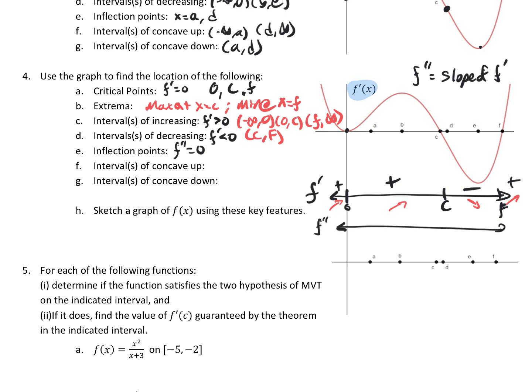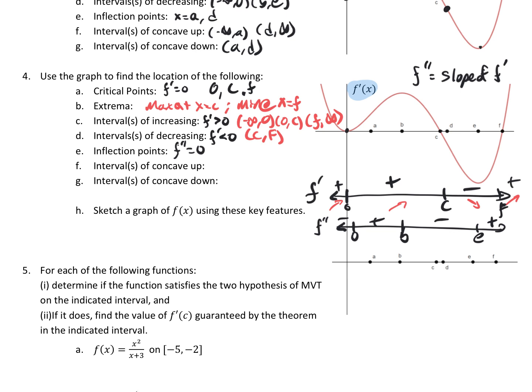So the possible inflection points happen at 0, at B, and at E. Now if we check the slope, again we're looking at the slope of this graph. The slope of this graph is the second derivative, so the slope here is negative. The slope here is positive, then negative, then positive. So we're talking the slope of this graph. Okay, so we'll use that in a second to sketch a graph.